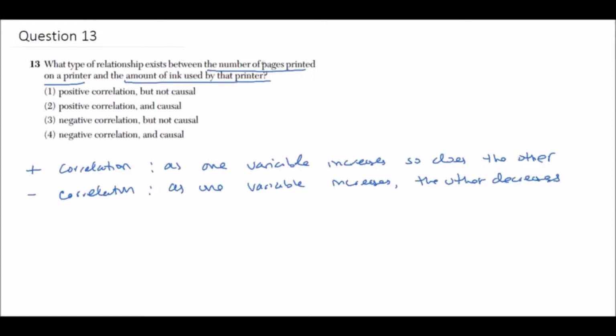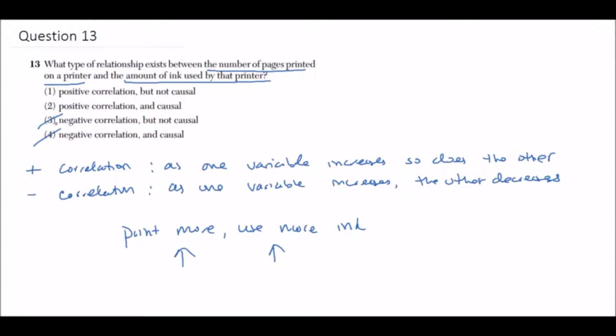Okay. So if I increase the number of pages printed on a printer, would the amount of ink used by the printer increase or decrease? Well, obviously, if we print more, we would use more ink. So that means as the number of pages printed increases, so too does the amount of ink used. So this is definitely a positive correlation.